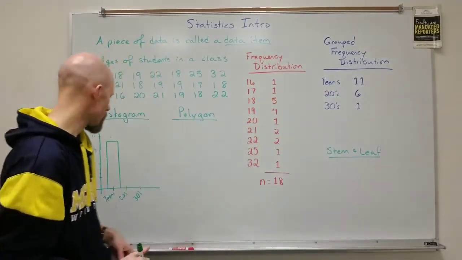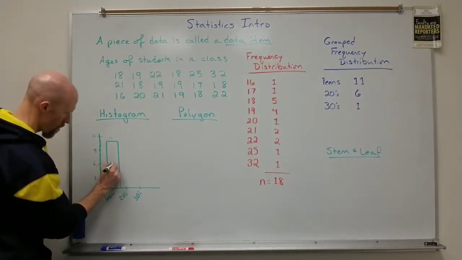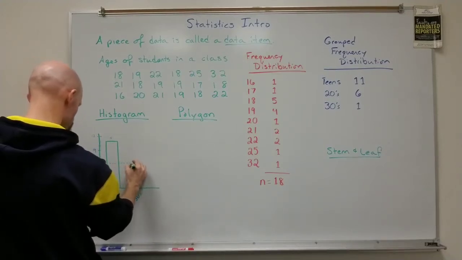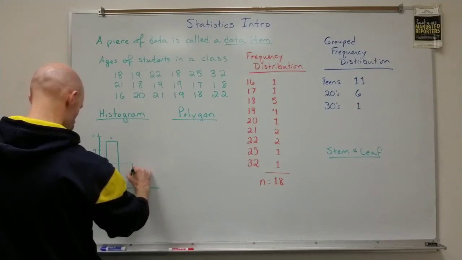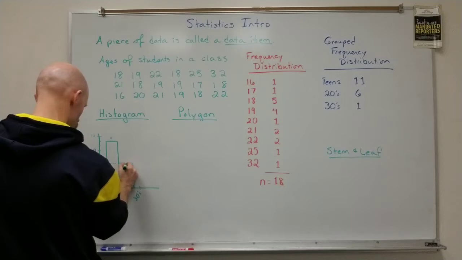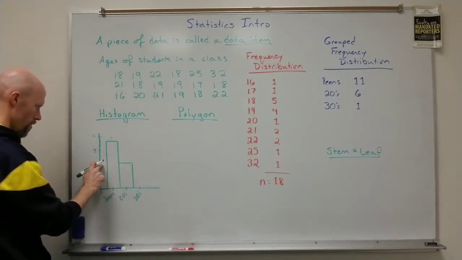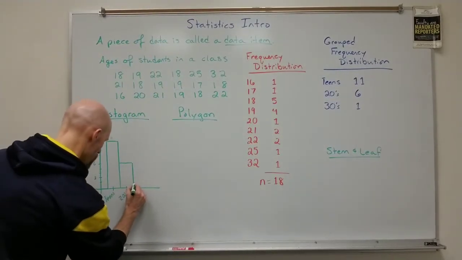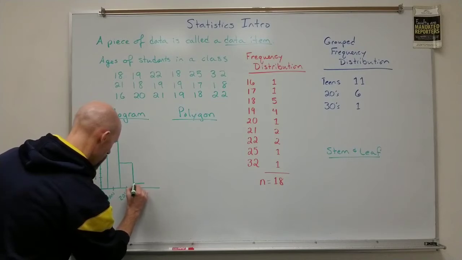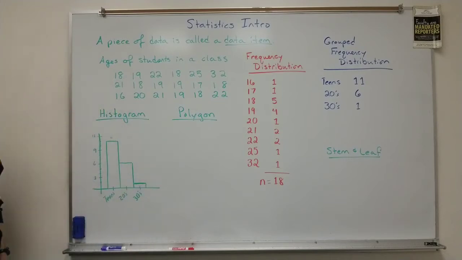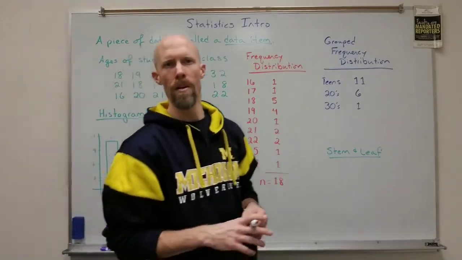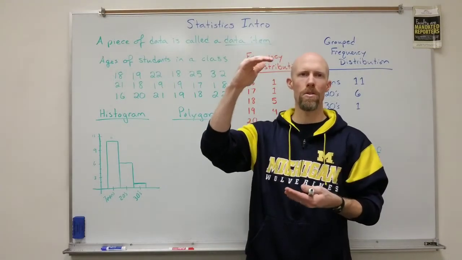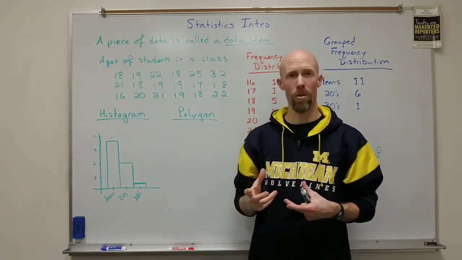Those in their 20s, there were 6 of them, so I'd come across from the 6. Whoa, that's not very horizontal there. Alright, so that gives you the 20s, and then the 30s, there was 1 of them, so that's going to be quite low. There it is. Alright, so this gives you an idea of a histogram. It's basically like a bar chart where you put bars over each category. The height of the bar represents the frequency that category occurred.